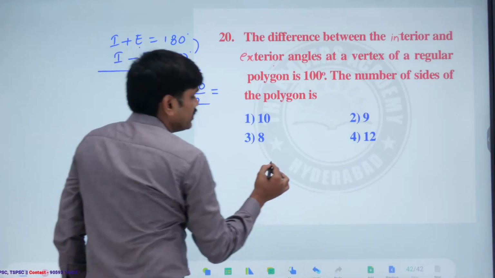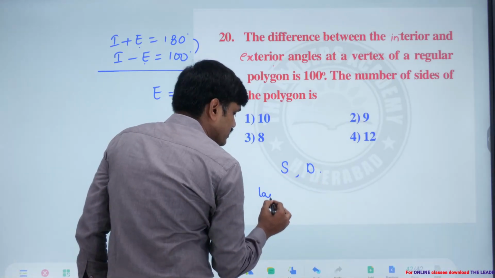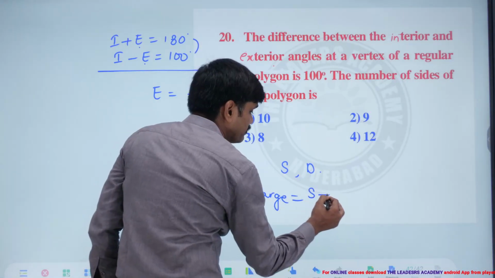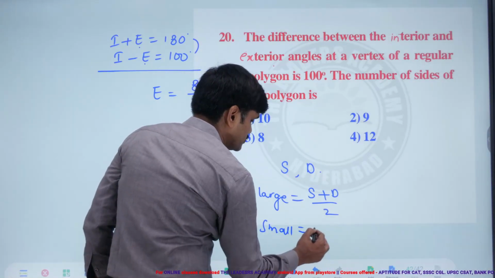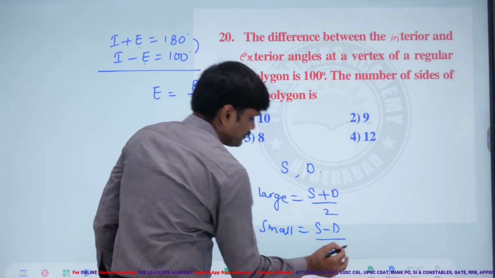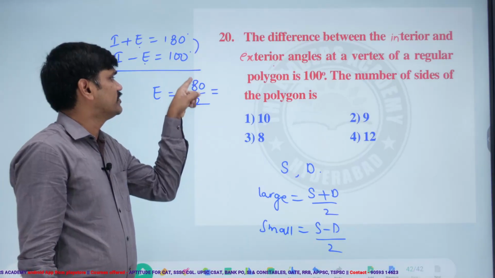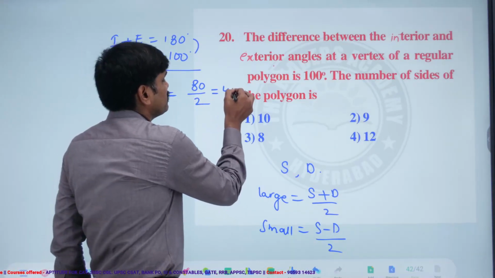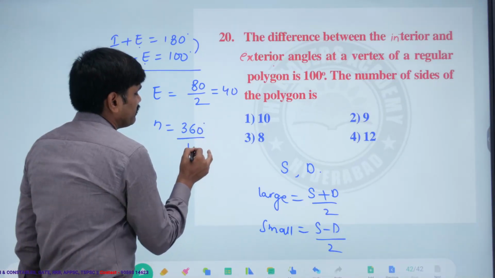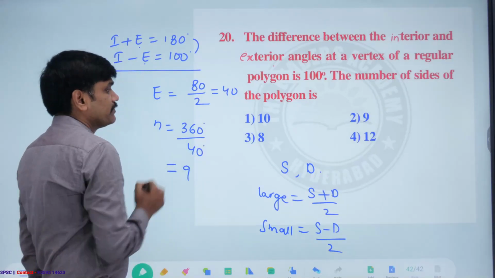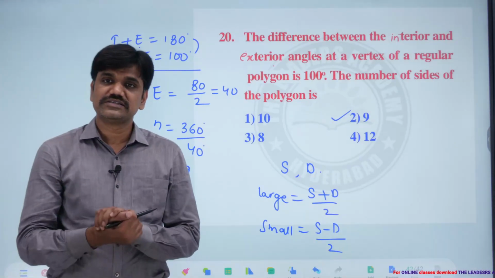I already told you, if the sum of two numbers and the difference of two numbers is given, then the large number is equal to what? Sum plus difference by 2. Small number is equal to what? Sum minus difference by 2. This is what I have already taught. So here E is the smaller number. E is equal to 80 by 2, that should give you 40. From this I can say that the number of sides is 360 degrees by 40, which gives you 9. Hence that regular polygon will have 9 sides.